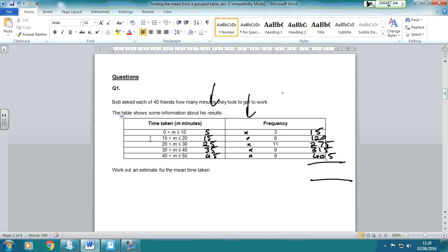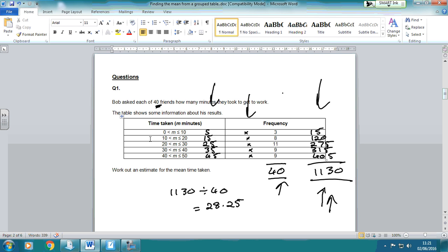Okay, so step 1, midpoint. Step 2, multiply them. Step 3 is we add this column that we've just made, and the frequency. Now the frequency should tell you up there. So the frequency there is 40. And if we add this column up here, 15 plus 120 plus 275 plus 315 plus 405, we get 1,130. Once we've done that, we do the column that you've calculated divided by the total frequency. So 1130 divided by 40 equals 28.25. Okay, very quick and easy.